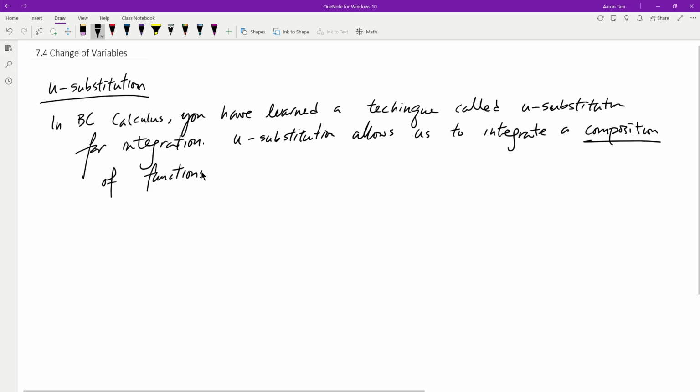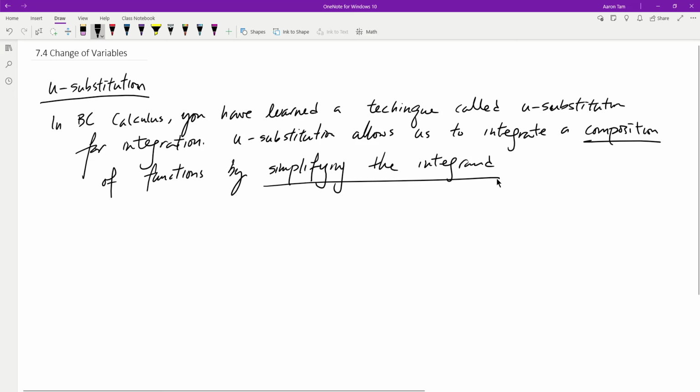However, the different thing about it is that while the concept of U substitution is to allow us to integrate a composition by simplifying our integrand, that is the concept of what U substitution does. It's simplifying the integrand into something that's easy to do. What we're going to be doing with the change of variable is actually not going to do that. It's actually doing something a little bit different. So I'll show you what that is.